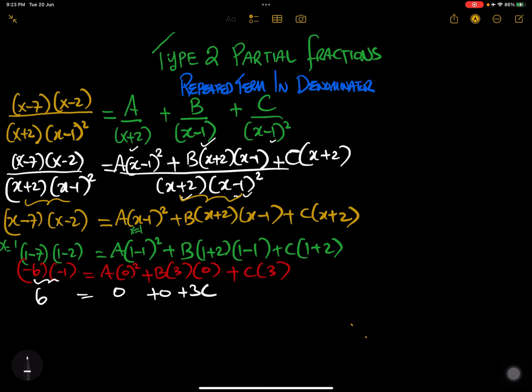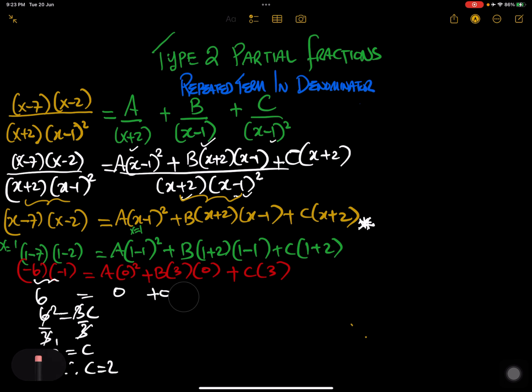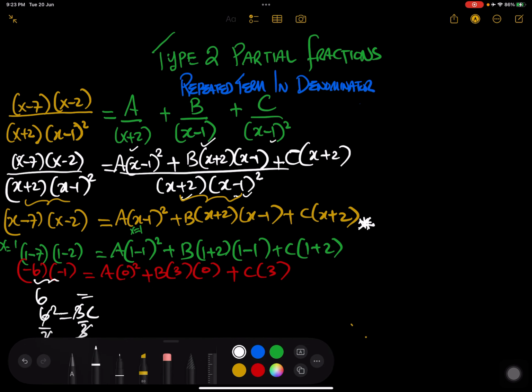So the next thing is this gives us 6 is equal to 0 plus 3C, so we have 6 is equal to 3C. We divide both sides by 3, and we get 2. So 2 is equal to C. Therefore, C is 2. Now, because we have discovered what C is, we can plug it into this equation, this side of the equation here. So we are going to have something like this. Let me rewrite this: 0 plus 3C.